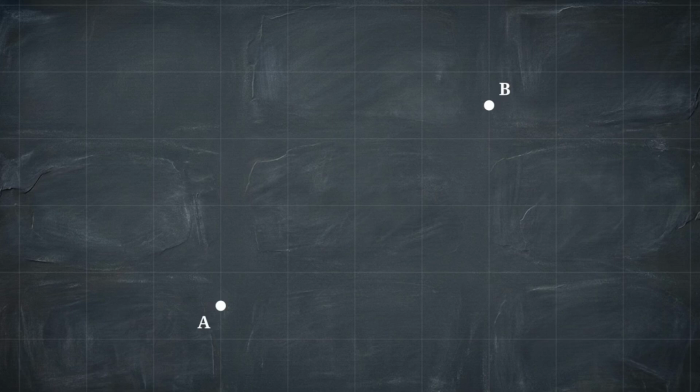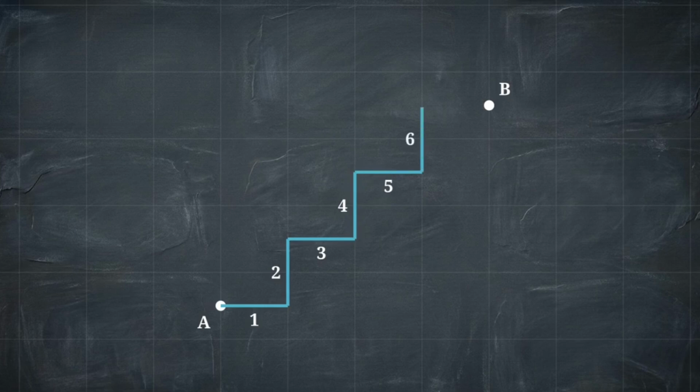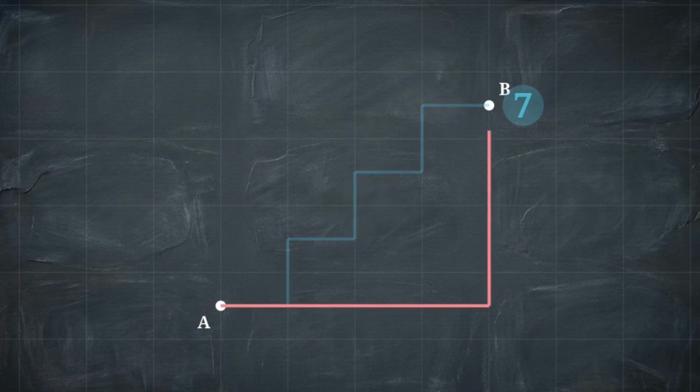We can trace a stair-step path between them, alternating turns, and count the total distance. 1, 2, 3, 4, 5, 6, 7 blocks. Now let's try a totally different route. We can move entirely horizontally first, and then entirely vertically. If we count the blocks on this L-shaped path, we get exactly 7 blocks again.